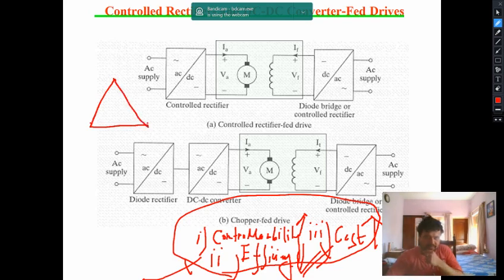So this is controllability, this is cost, and this is efficiency. So if you want to reduce the cost, you have to operate at this point. Sorry, if you increase the efficiency, you have to operate at this point. And what about your cost? Your cost should be over here, say. So you have to see the three sides of the triangle, and you have to make a precarious balance. So this is how you design a system.